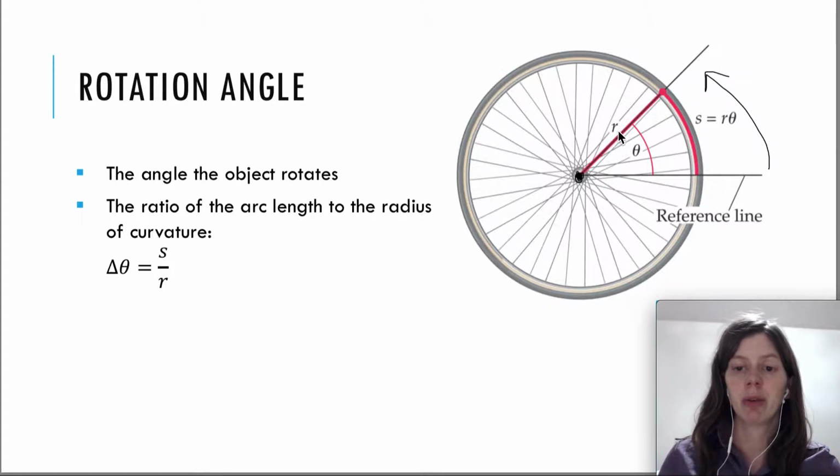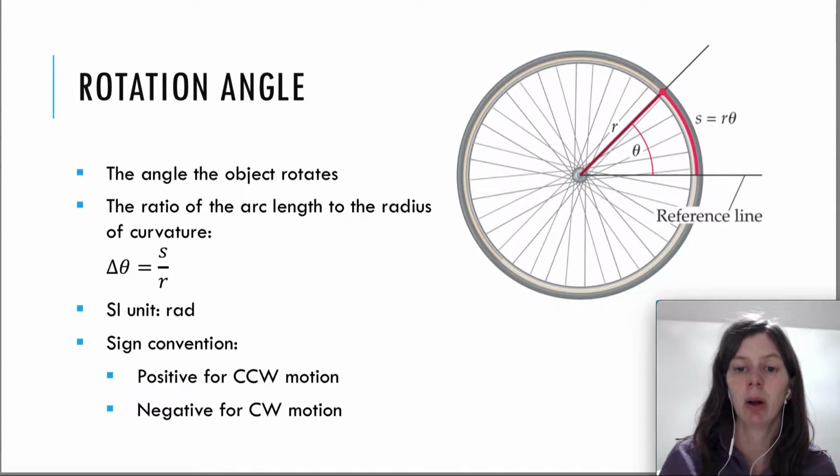And it turns out that there's a relationship between this angle theta and the arc length. So the arc length is this letter S here. That's the linear distance corresponding to the angle. And the radius of curvature, you can think of that as the radius of the circle. So the angle that we rotate is equal to the arc length over the radius. The reason that this is important is because it helps us understand the units for the rotation angle, which is the radian, which is abbreviated RAD, and I'll talk about it more on the next slide.